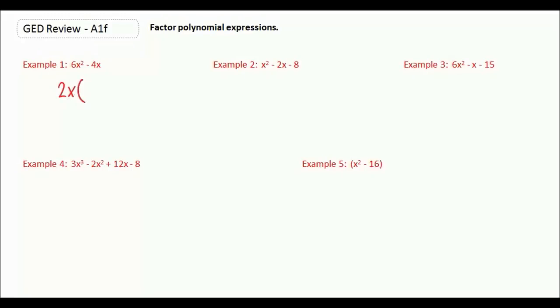Okay, so what times 2x would give us 6x squared? Well, 2 times 3 gives us a 6, and x times x would give us the x squared. Minus 2 times 2 would give us the 4, and we have x and x, so we don't need any other x's. So this is our factored answer.